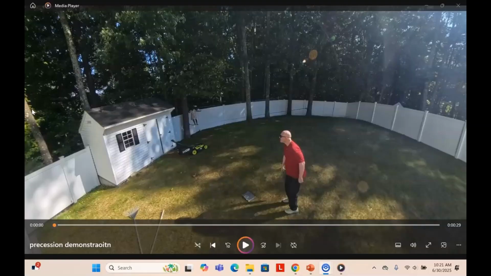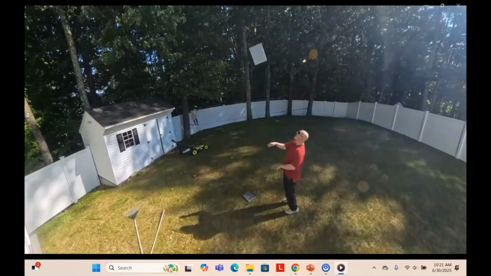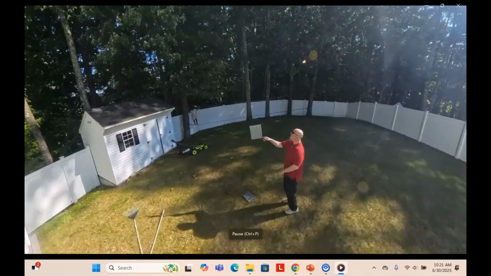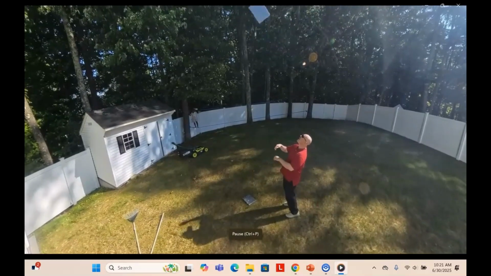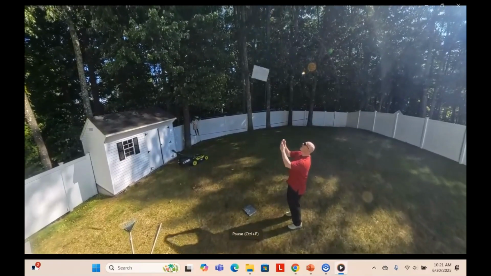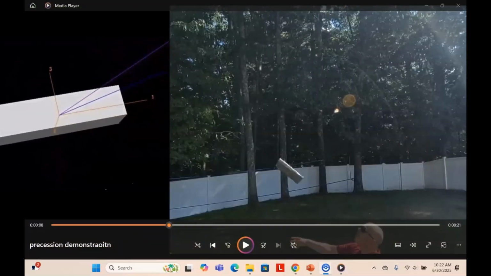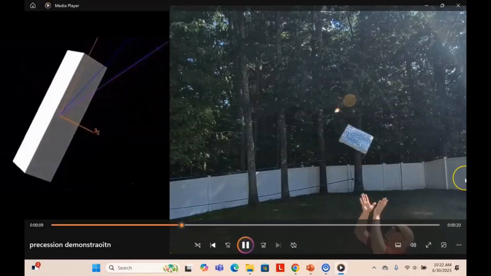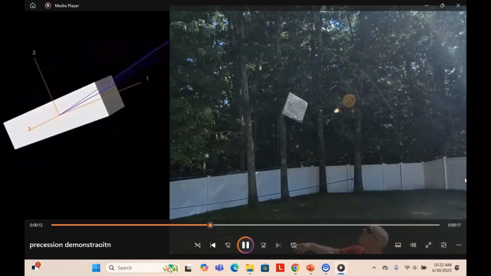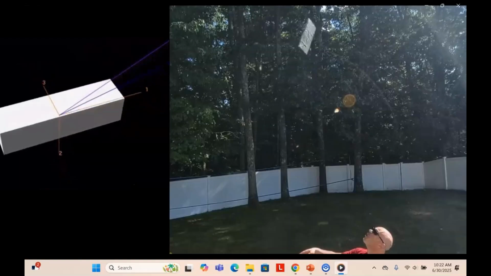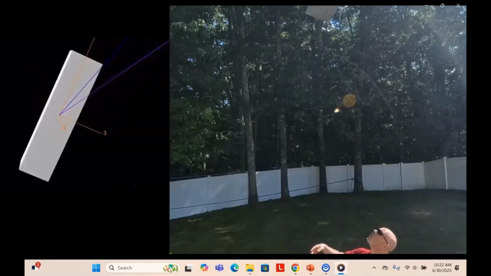In the first example, there is no precession. The book spins smoothly in a single plane without any wobbling or tumbling. This is a simple stable rotation around one axis. In the second example, I apply rotation in more than one direction before releasing the book. As it travels through the air, it begins to tumble and rotate across multiple axes. This is known as precession.